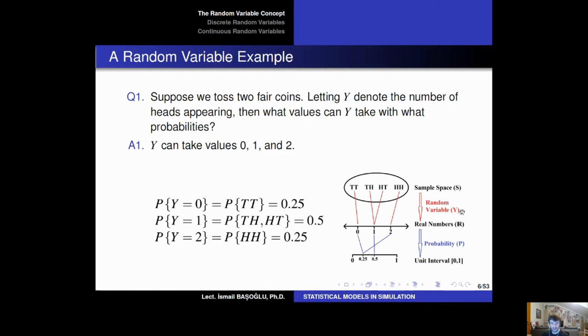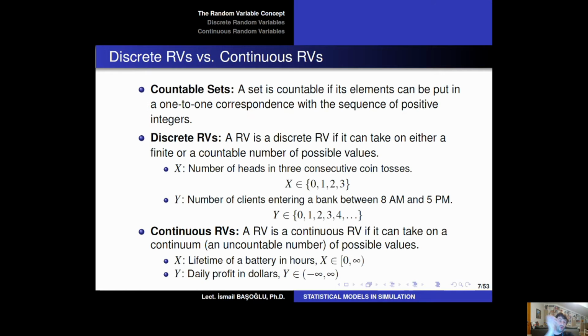So both the random variable and the probability are functions. The sample space, the real numbers, and the unit interval are the sets, and the random variable converts the outcomes into real numbers, and the probability function converts these real numbers to values in the unit interval, which are called the probabilities. Now, we need to talk about a distinction between the random variables.